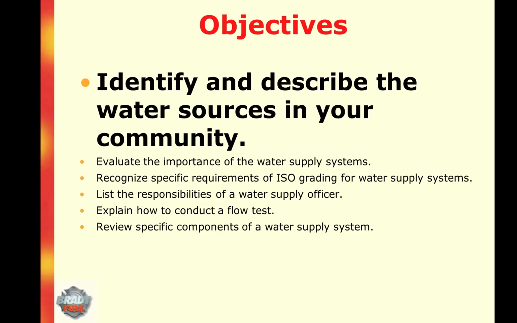Learning objective number 1. Identify and describe the water sources in your community. Water system components require maintenance by water utilities or fire departments. Emergency secondary supplies should be identified. Additional water sources may be vital in emergency situations.